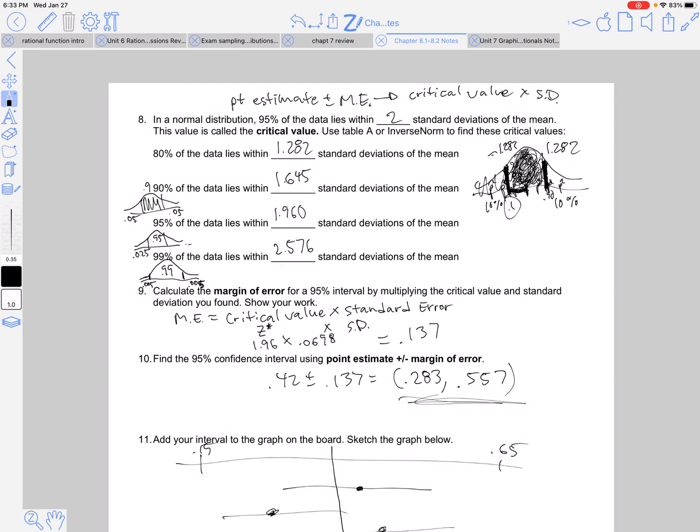So when we learned the empirical rule, I told you in a normal distribution, 95% of the data will lie within 2 standard deviations of the mean.